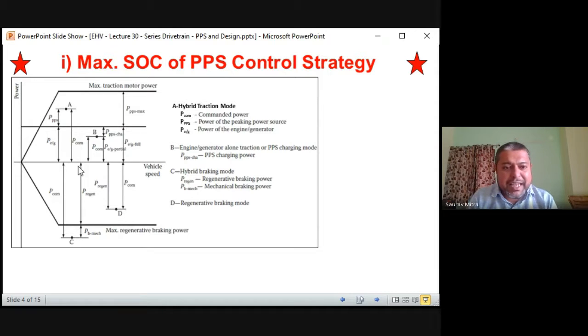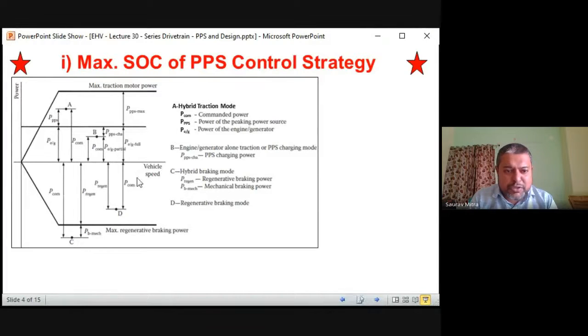This is the line of vehicle speed. Whenever the vehicle is in traction mode, that means PPS and PEG, that is P engine generator and P peaking power source, together are driving the vehicle. That is called the traction mode. In traction mode, the main power is generated by the engine or generator and the PPS, and together they are driving the vehicle forward. That is the first case, and here the vehicle is in the forward direction. From the vehicle speed line upwards, it is traction.